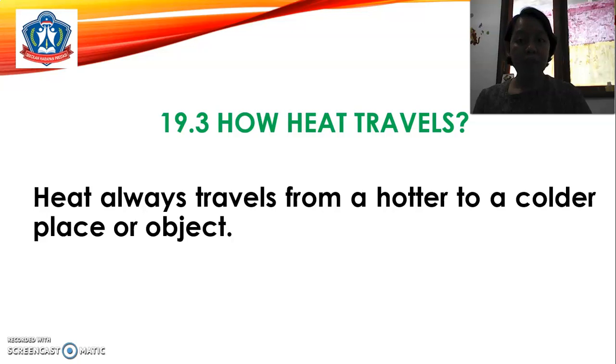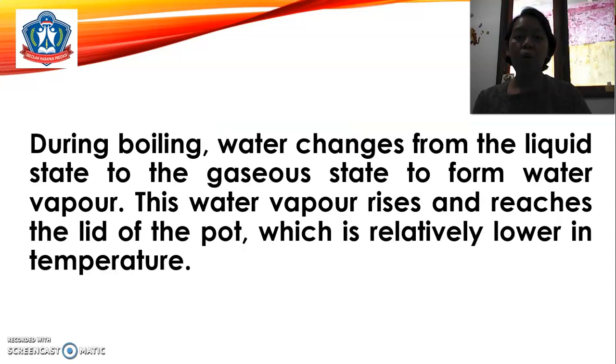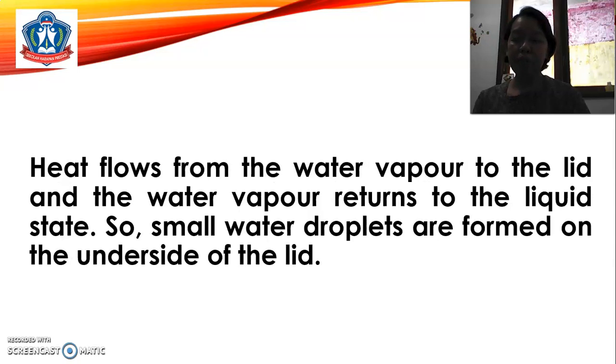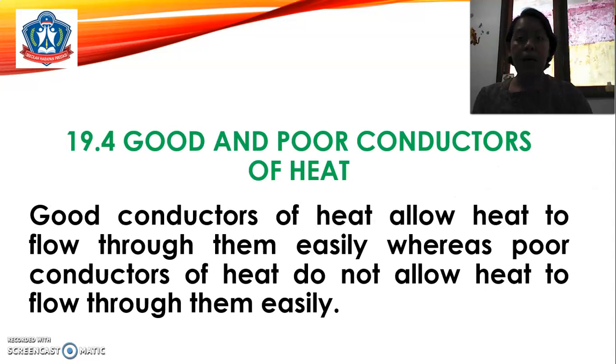How heat travels. Heat always travels from a hotter to a colder place or object. During boiling, water changes from the liquid state to the gaseous state to form water vapor. This water vapor rises and reaches the lid of the pot, which is relatively lower in temperature. Heat flows from the water vapor to the lid and the water vapor returns to the liquid state, so small water droplets are formed on the underside of the lid. Have you noticed it?